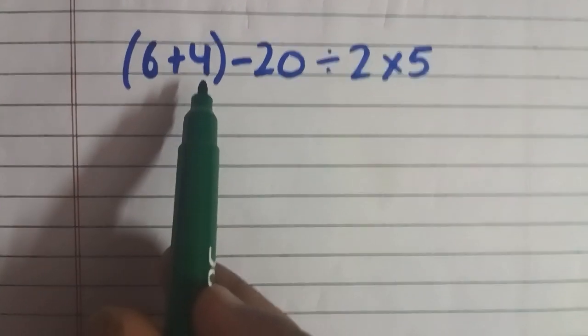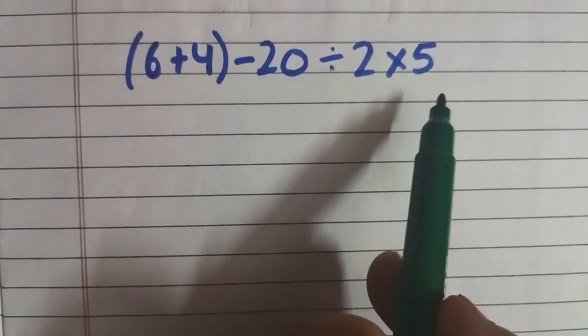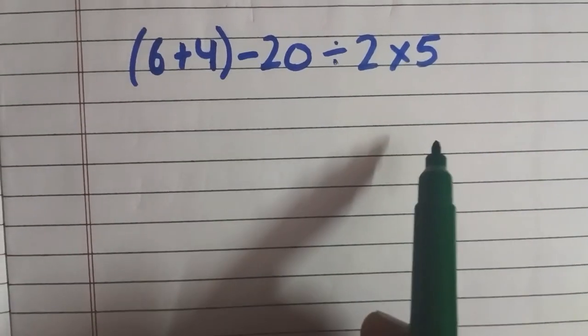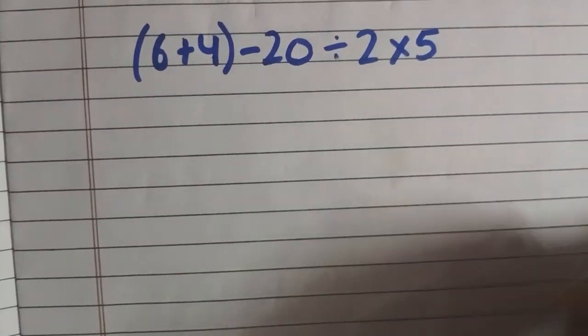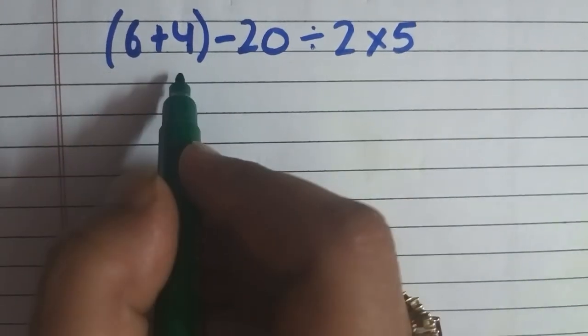6 plus 4 in the parenthesis minus 20 divided by 2 times 5. So we have this equation. So let's solve this expression. First we'll solve this. 6 plus 4, what do people do?